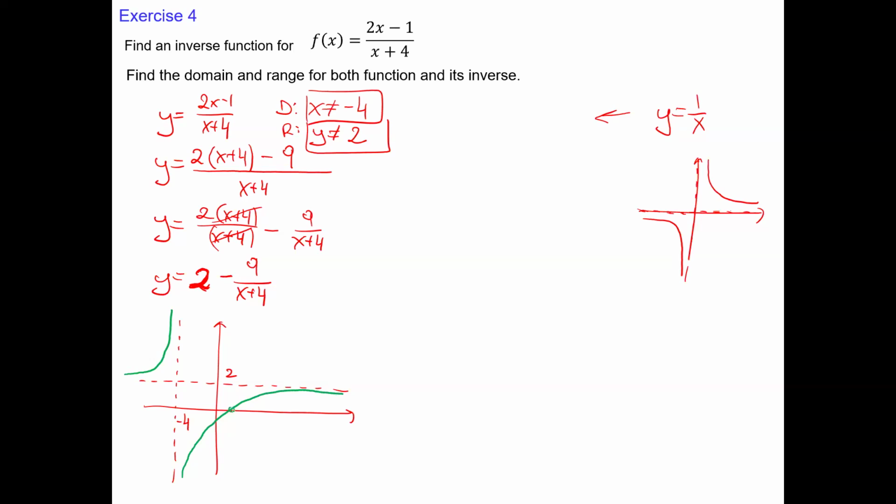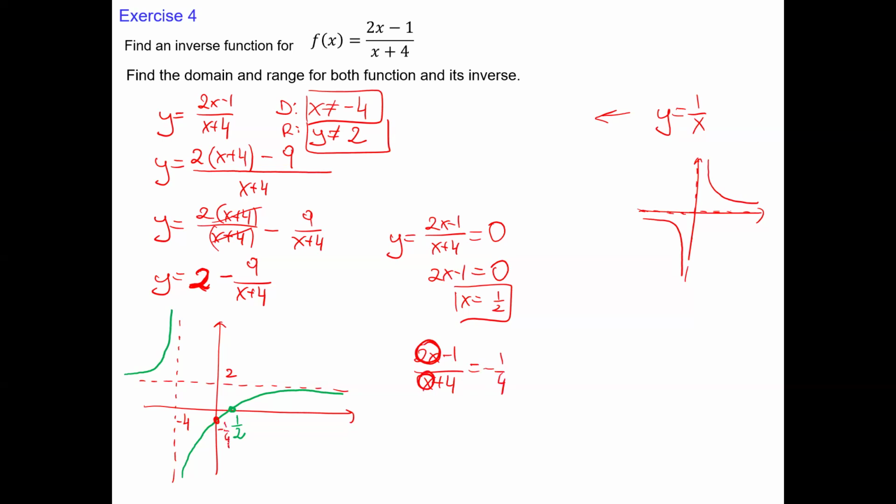This is the x-intercept, 1/2. We can see it, because the x-intercept is when y is 0: 2x minus 1 over x plus 4 equals 0. A fraction equals 0 if the numerator equals 0. And the y-intercept is 2x minus 1 over x plus 4 when x is 0, which is negative 1/4.